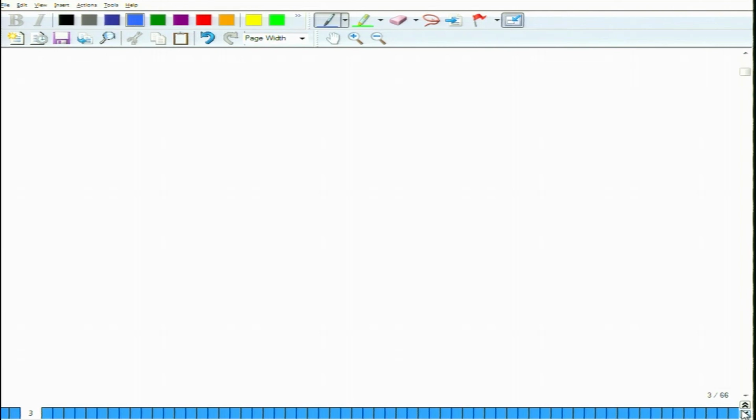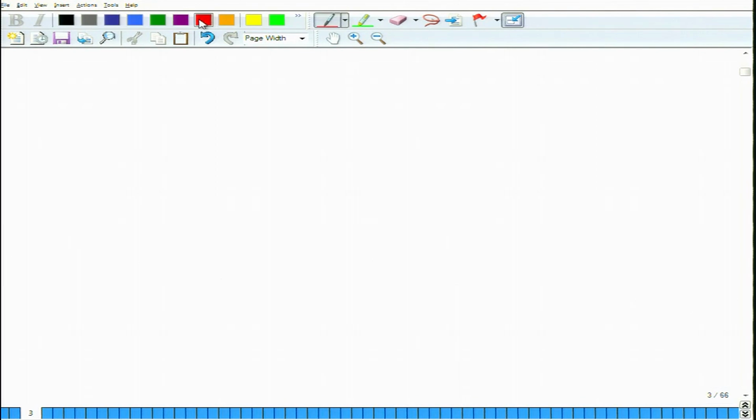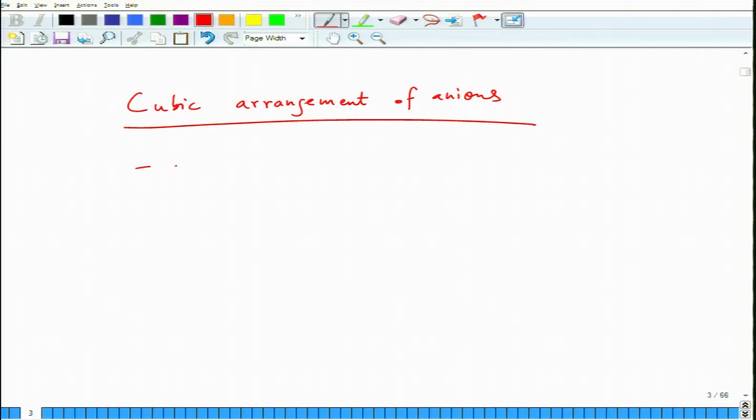Okay, so now let's move on to the next structure. These are the structures which were based on FCC packing of anions. There are certain structures which look as if there is a BCC or FCC packing of anions, but if you look at the lattice carefully, it's just a simple cubic lattice. So in this category, let's categorize as a cubic arrangement of anions. So in this, we look at first perovskite structures.